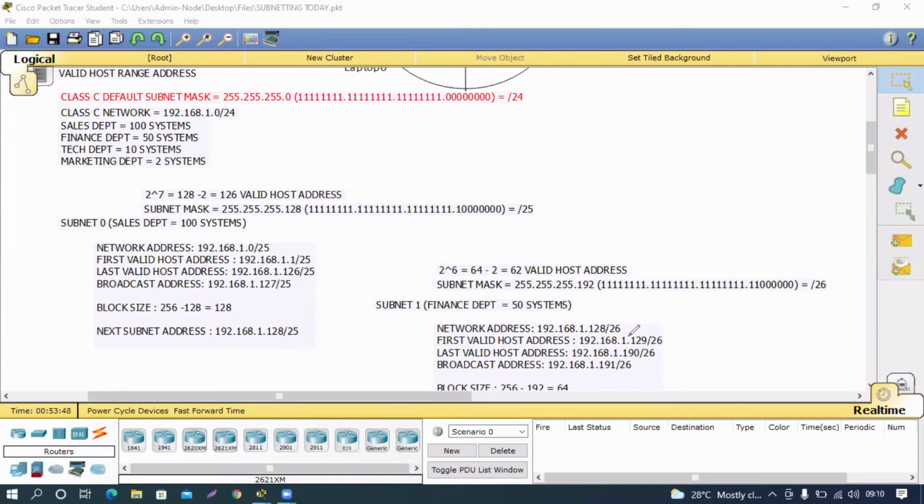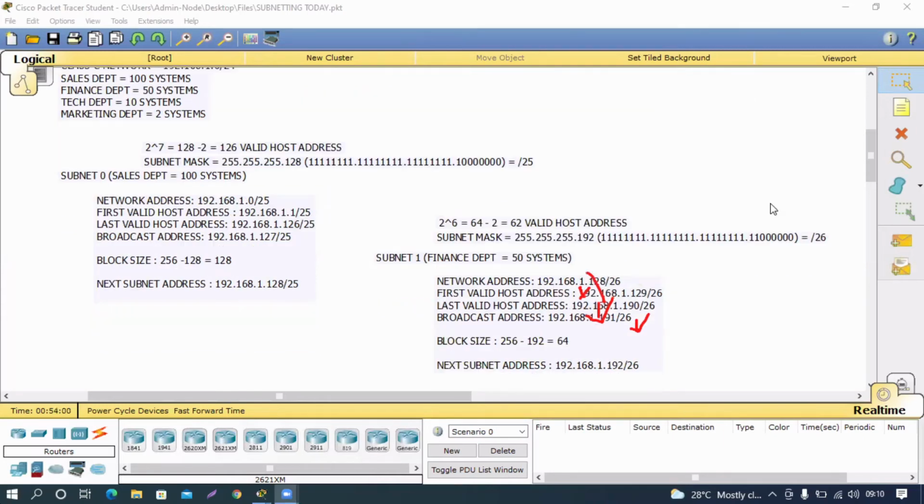So the first valid host address will be what? 128 plus 1, right? So it becomes 129. Then we have to find the block size. To find the block size, what are we doing? We simply subtract the total network bits value from 256. So that is 128 plus 64, right? So 128 plus 64 becomes 192. You subtract it from 256 and you are getting what?